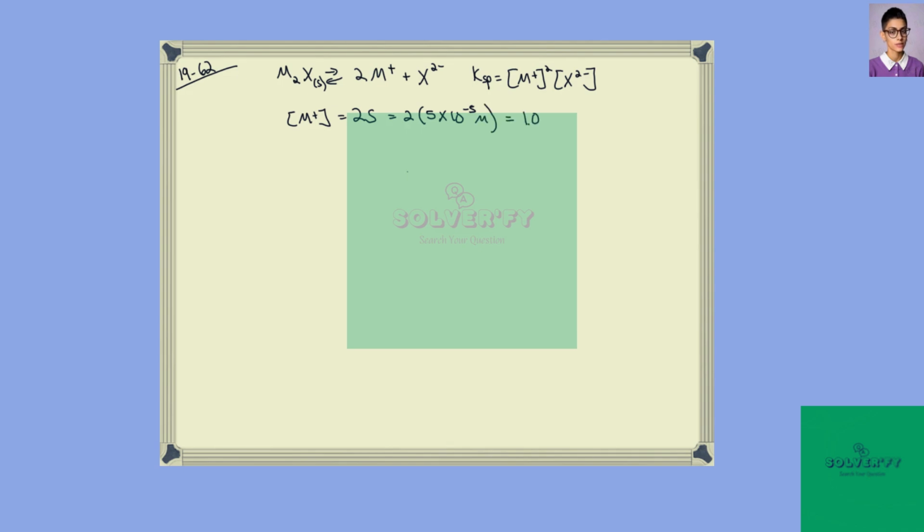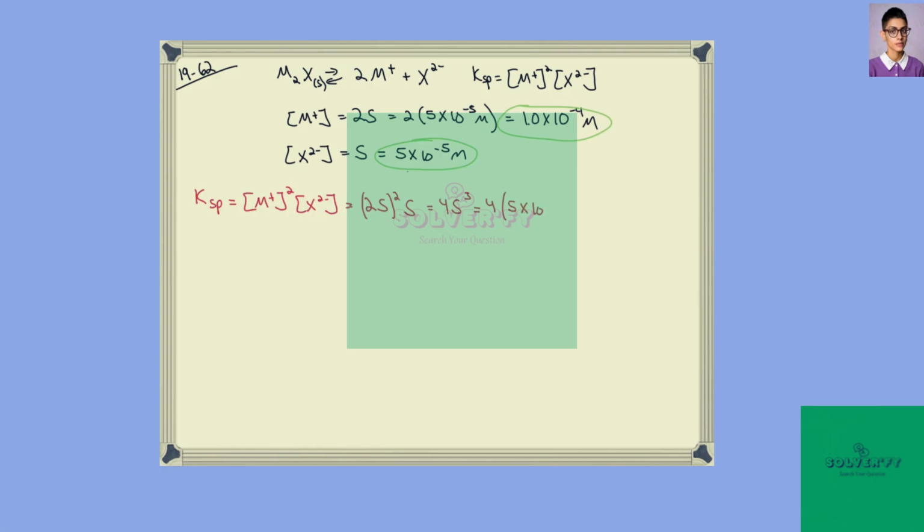It will simply be 2 times molar solubility, or 1.0 times 10 to the negative 4, while the X2- concentration will simply be equal to molar solubility, or 5 times 10 to the negative 5. The Ksp expression then can be written as we did before, and substituting in 2s for M+ and s for X2-, this gives us Ksp being equal to 4 times s, the molar solubility, cubed, or numerically, knowing the molar solubility, it would be 5 times 10 to the negative 13.